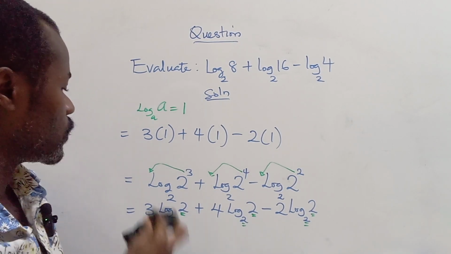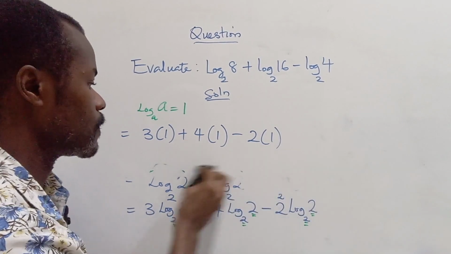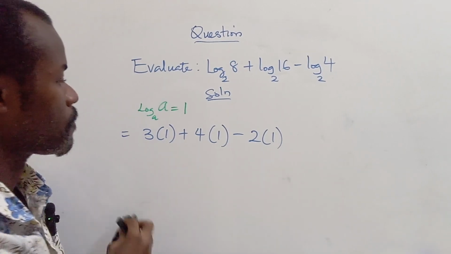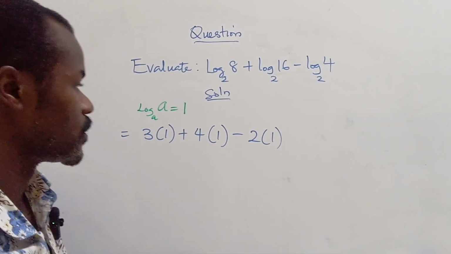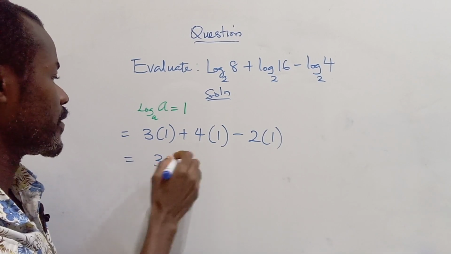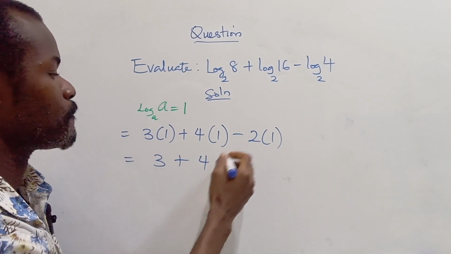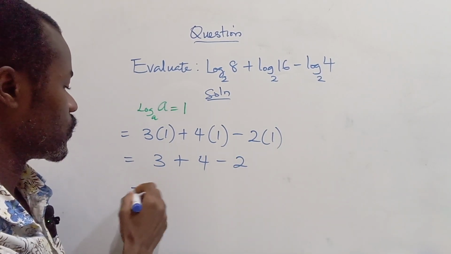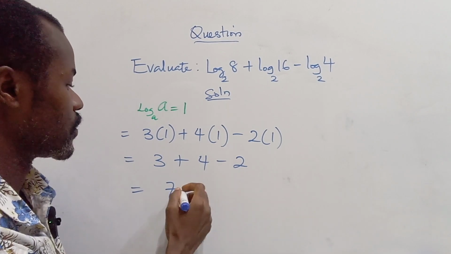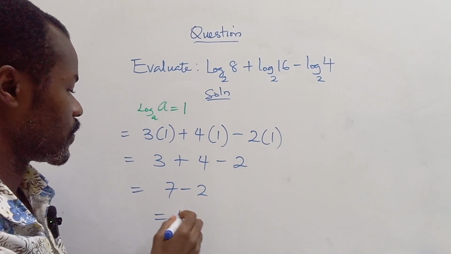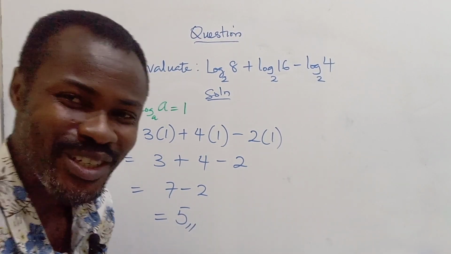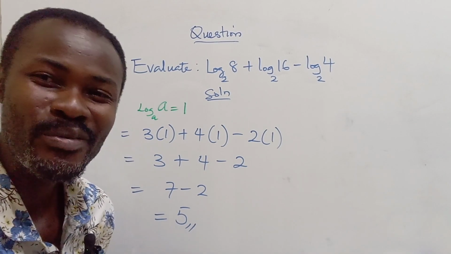So 3 times 1 is going to give us 3, and 4 times 1 is going to give us 4. So this is 3 plus 4 minus 2. So 3 plus 4 is going to give us 7, and 7 minus 2 is going to give us 5. So 5 is actually the solution to this simple problem.